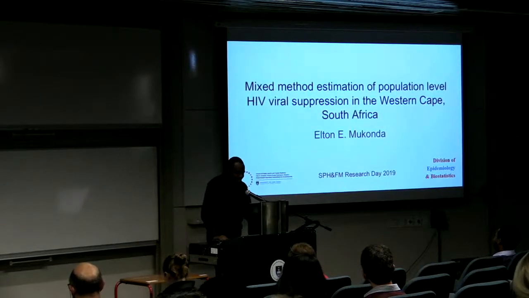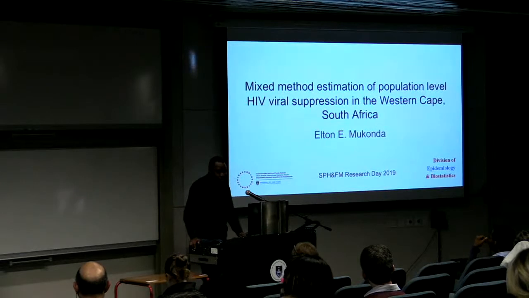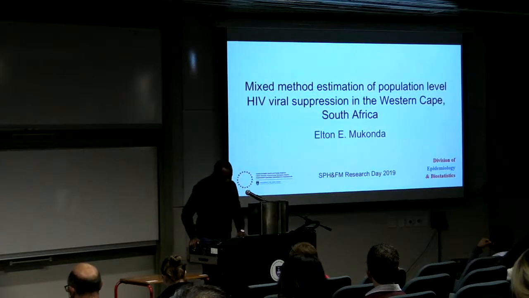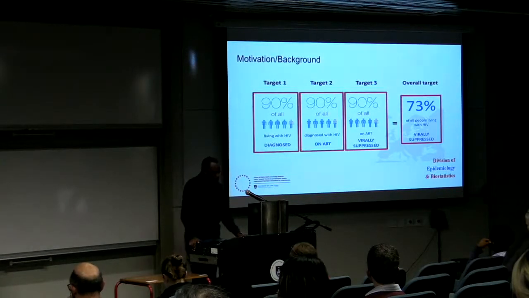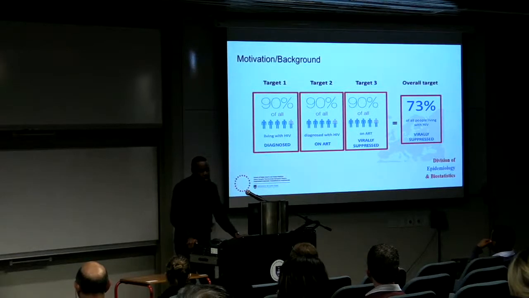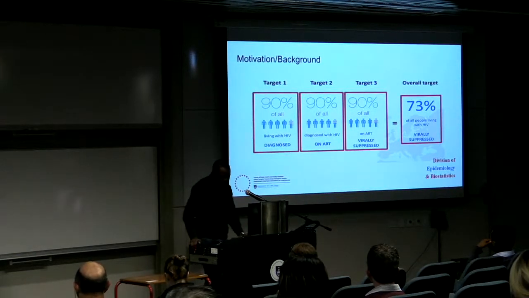Good afternoon. My name is Elton, and I'm here to present part of my work on estimating population level viral suppression in the Western Cape. So global targets for evaluating treatment effectiveness and transmission risk call for approximately 73% of all the people living with HIV to be virally suppressed.